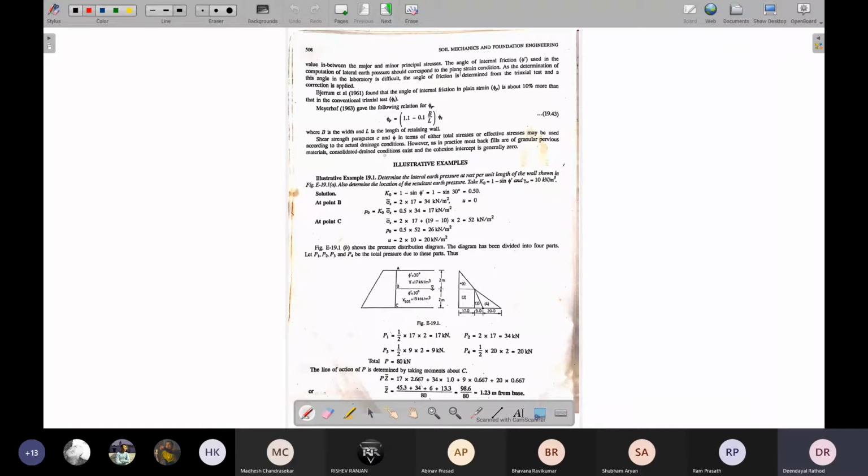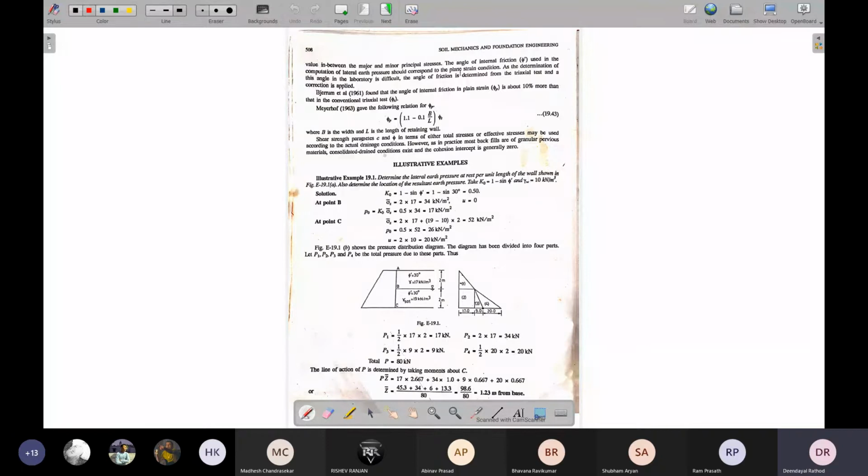So, if you recall, in the last classes, one thing is pressure at rest, where K naught is. Once you know the vertical pressure and K naught, when you multiply, you will get the pressure at rest. And then active earth pressure, passive earth pressure, Rankine's earth pressure theories, Coulomb's earth pressure theories.